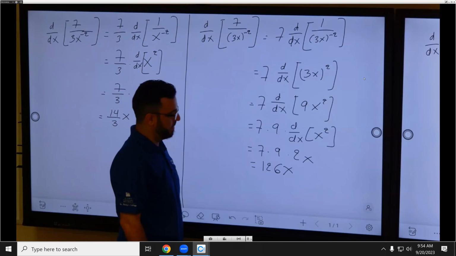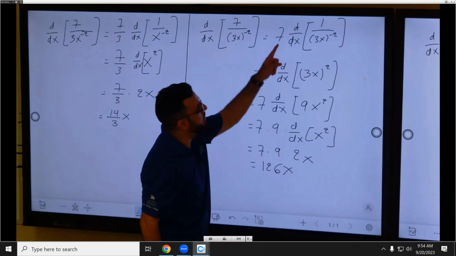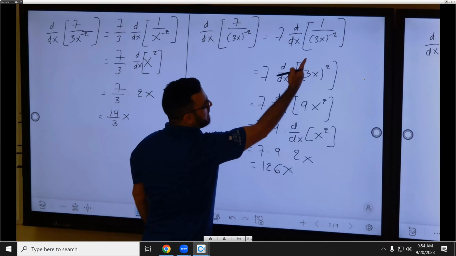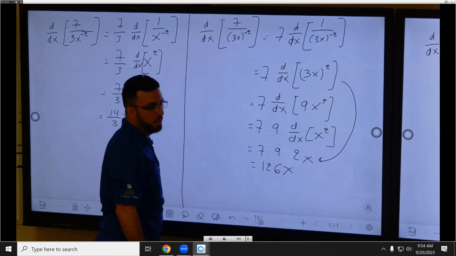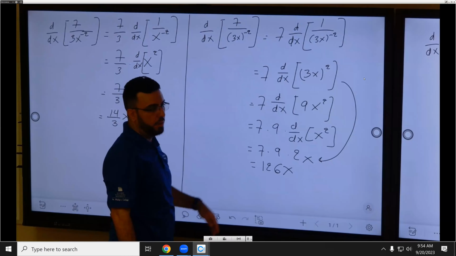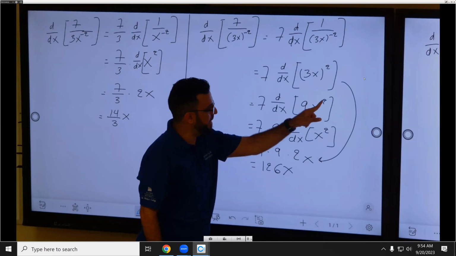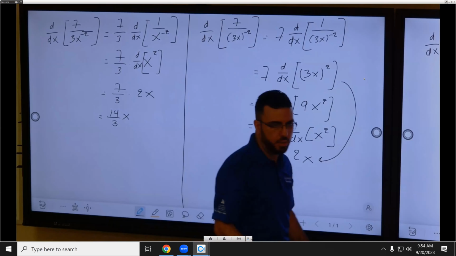Okay? And again, you don't have to put d over dx. You can just jump. You have to do this step, and then jump right away here. Like when you finish this step, 9x squared, then you can say, okay, 7 times 9 times 2x, and you can get it. But by practicing, we can do that right away.